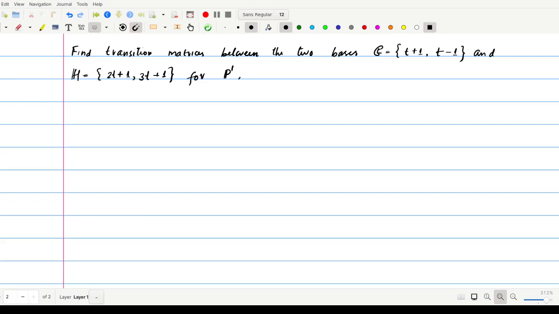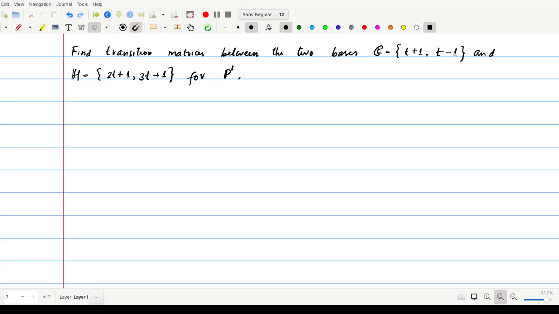Find the transition matrix between the two bases: G consisting of the vectors t plus 1 and t minus 1, these are the polynomials, and H consisting of 2t plus 1 and 3t plus 1. These are two bases for P1. P1 is the set of all polynomials of degree at most 1.